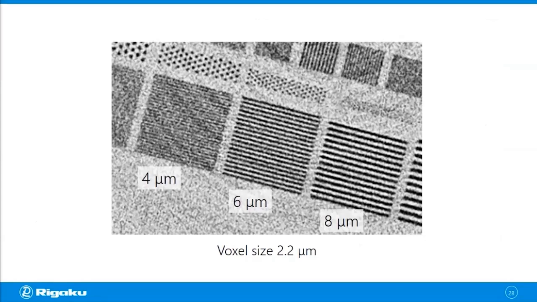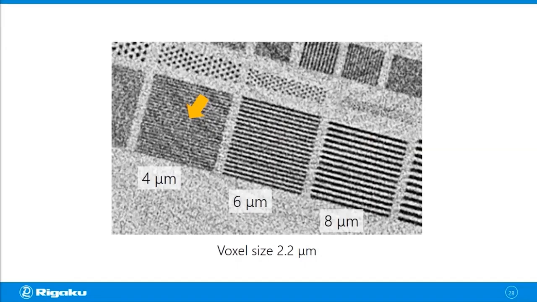At this voxel size setting, you can easily resolve the 8 micron line pairs. You can see 6 microns, no problem. And you can see 4 micron line pairs as well, but you can kind of see that you're approaching the limit of what you can see with this resolution. And this makes sense because 4 microns is about double the voxel size of 2.2 microns. So this is the smallest feature you can resolve with this setting.